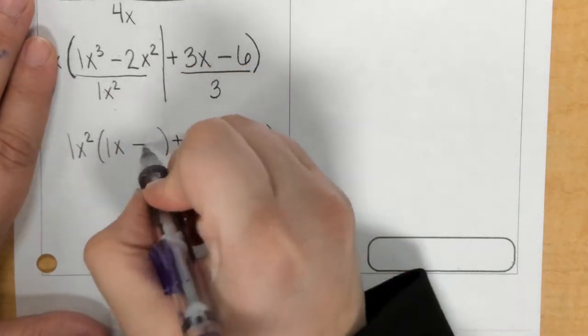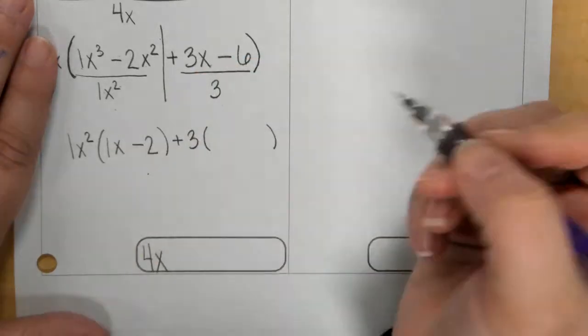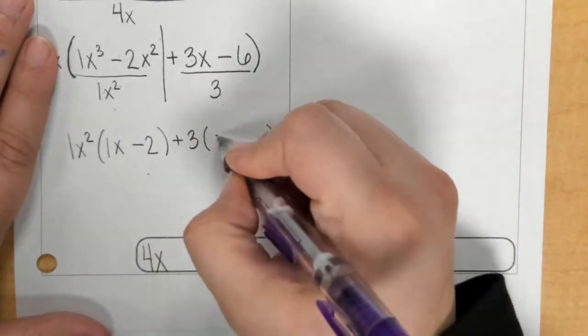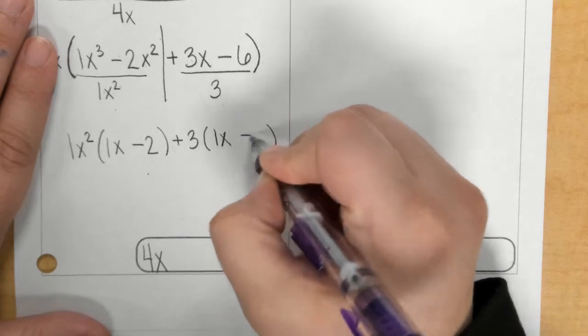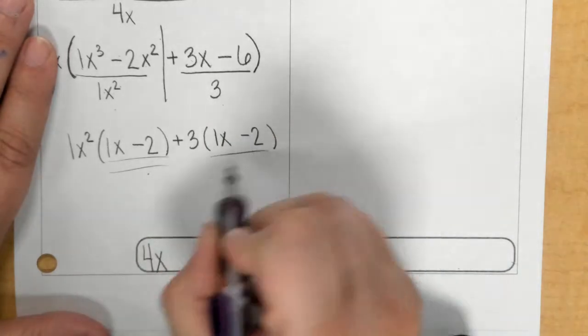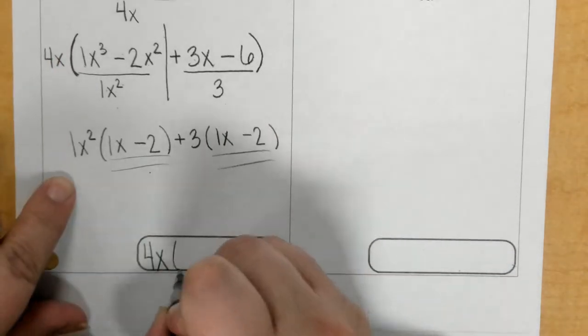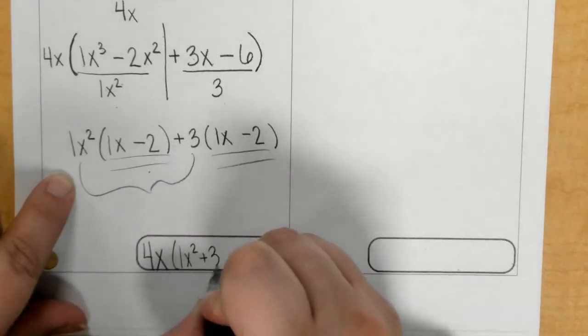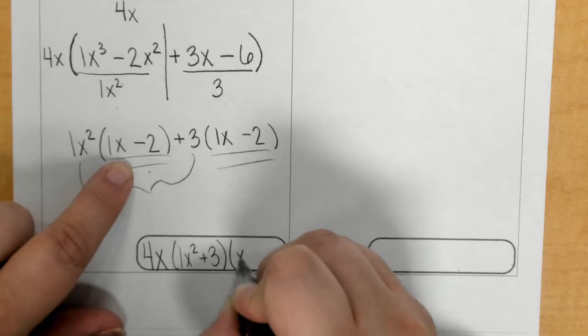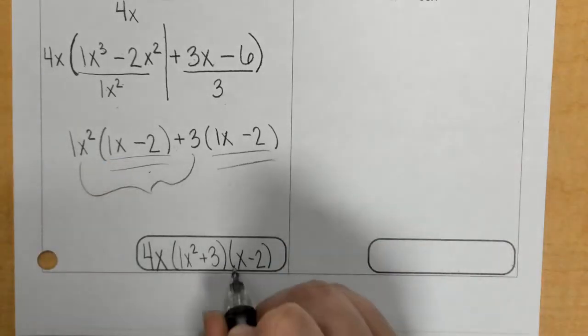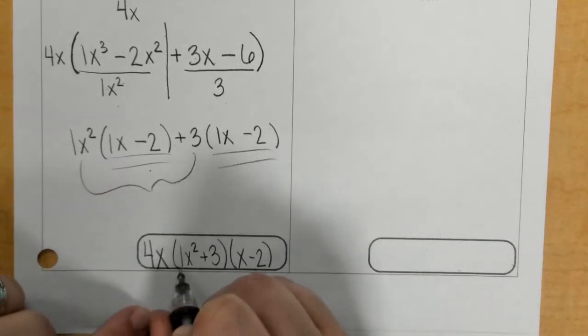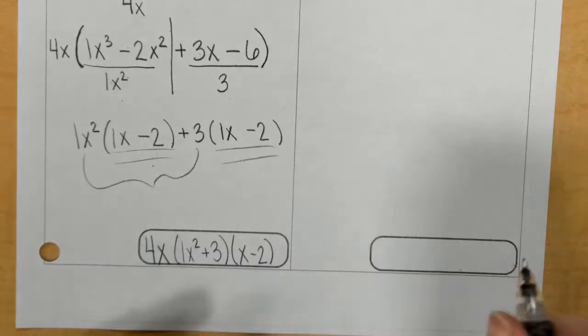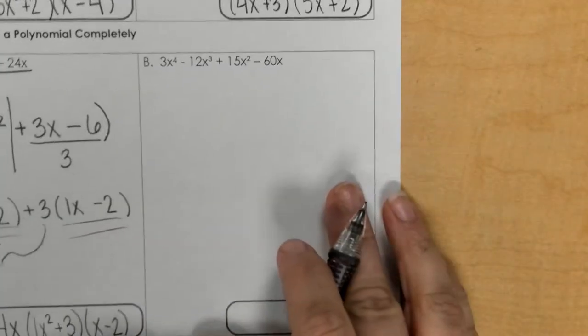Negative 2 divided by 1 is negative 2. 2 minus 2 is 0. I don't need that. So here I divide and divide again, and I see that they match. So I would have my GCFs, 1x squared plus 3, and then I would have x minus 2. I dropped the 1 because I really don't need it. I could drop the 1 here as well because I don't need it. Either way is fine.